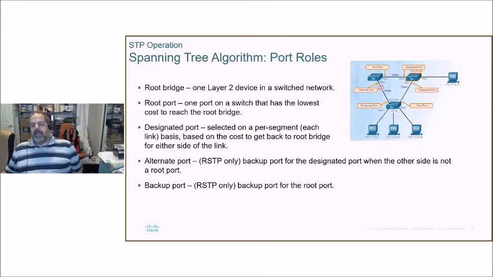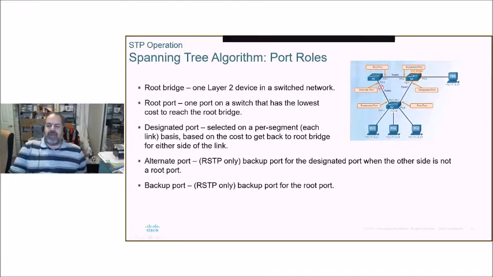Now, to get it to work, you need to have different devices and ports having different roles. And so the first role is that you will have a root bridge. That root bridge will be the device that is deemed to be the center of the network or the starting point of the network. And then a root port is one port on a switch that has the lowest cost to reach the root bridge. Now, a root bridge will actually never have a root port, but all the other bridges will.